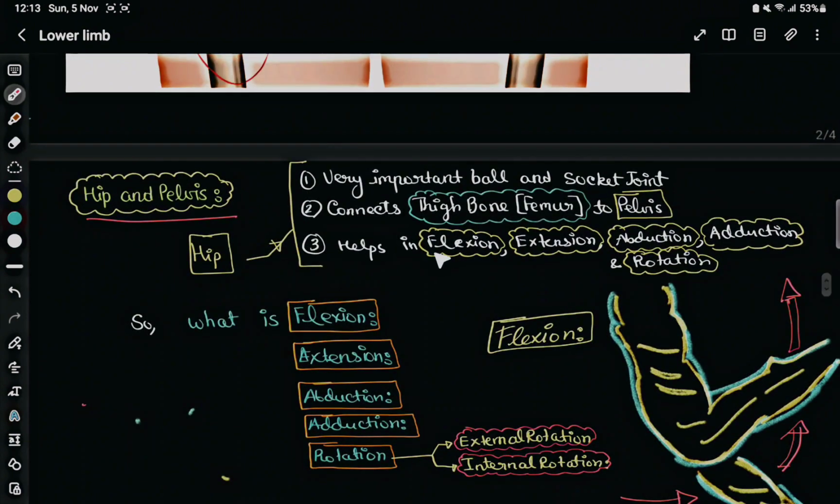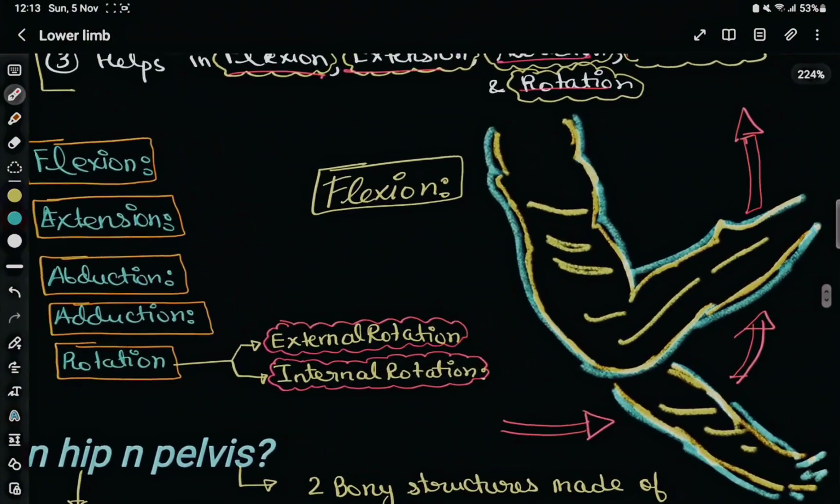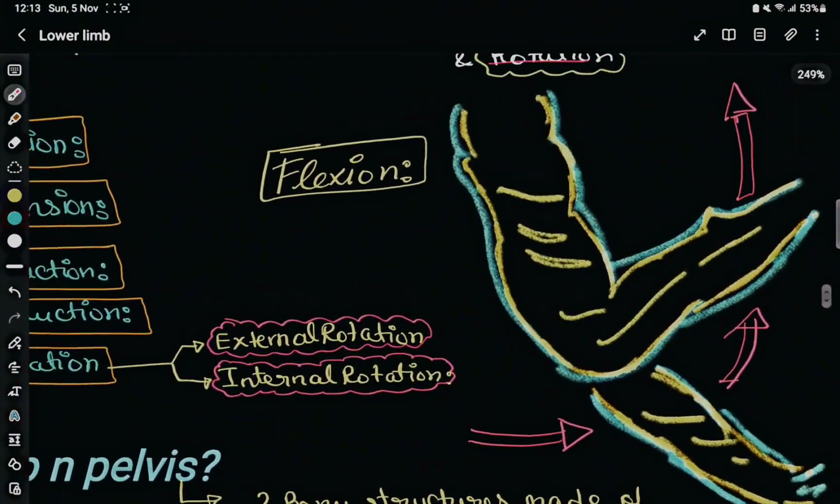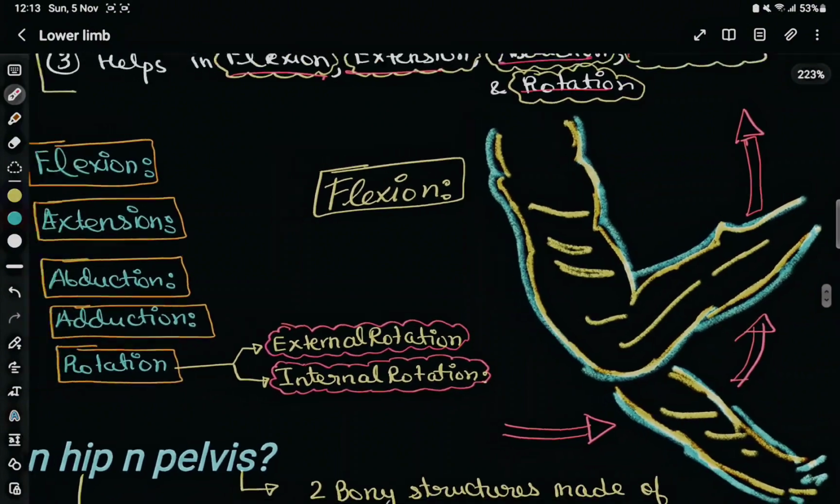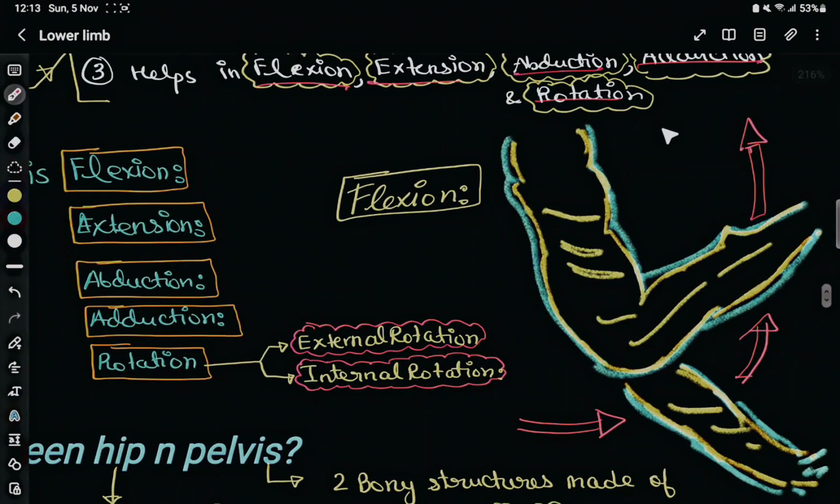It also helps in flexion, extension, abduction, adduction and rotation. We will discuss it. I have drawn a structure. You can see flexion. Suppose I draw a man and this is the hand, in a straight position. When you move your hand in this direction, your hand will be in this position after some time. When you move like this, this is called flexion.